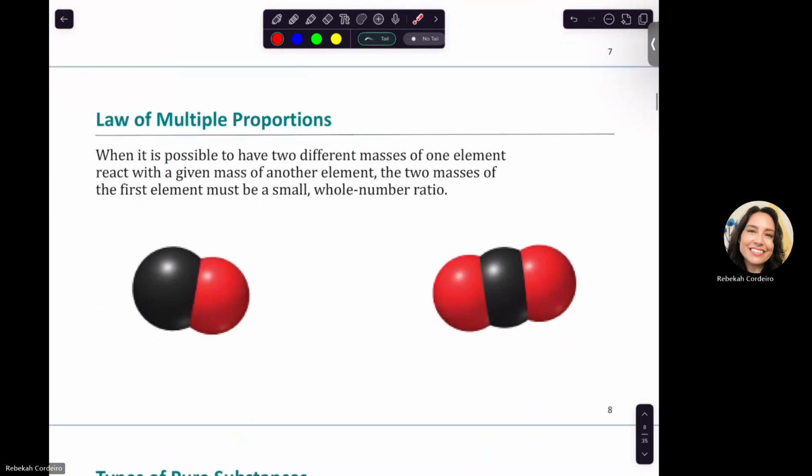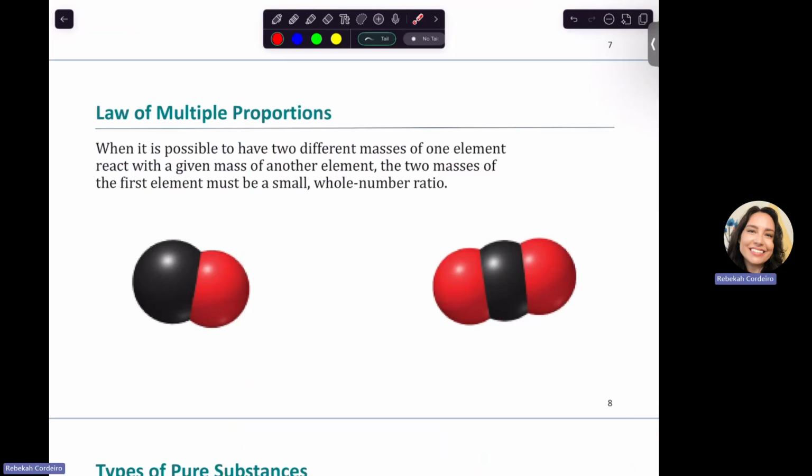The law of multiple proportions is that you can have two different masses of an element react with a given mass of another element. So we can have carbon, for example, and oxygen react together. Carbon and oxygen can come together in a 1-to-1 ratio, or in a 1-to-2 ratio. Basically, the law of multiple proportions means that these ratios have to be a small whole number ratio. Don't worry too much about this.